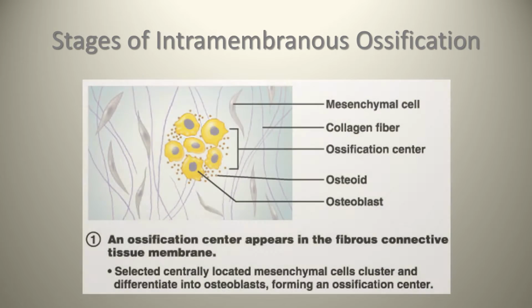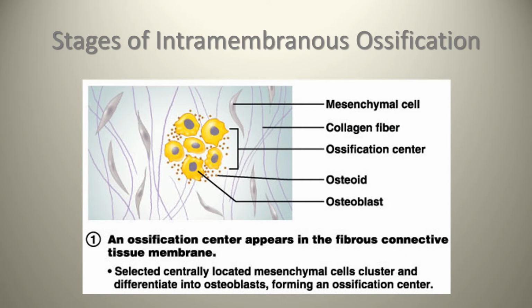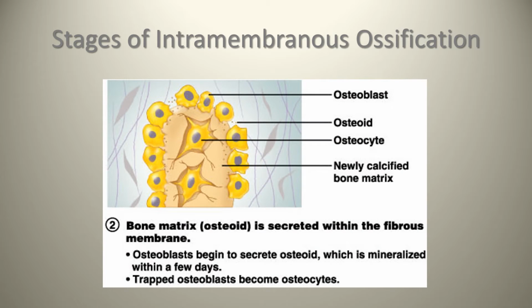So we'll start off with stages of intramembranous ossification. Basically, the first thing that happens is an ossification center appears in the fibrous connective tissue membrane. Selected centrally located mesenchymal cells cluster and differentiate into osteoblasts, forming an ossification center. In stage 2, the bone matrix, which is osteoid, is secreted within the fibrous membrane. So osteoblasts begin to secrete osteoid, which is mineralized within a few days. The trapped osteoblasts become osteocytes.